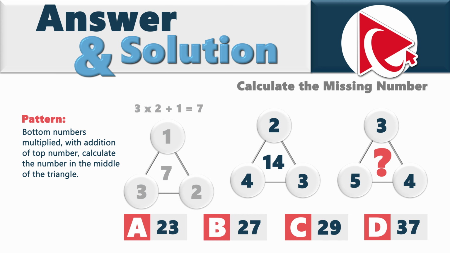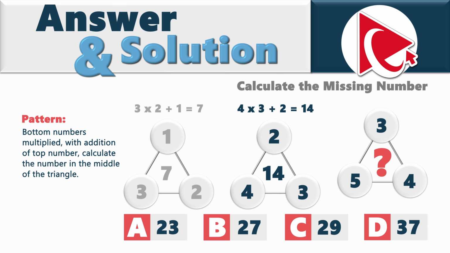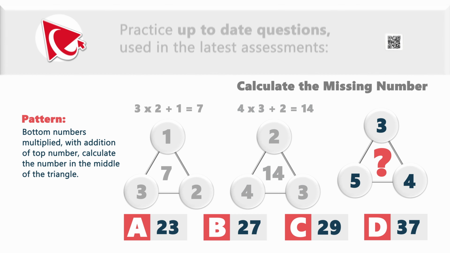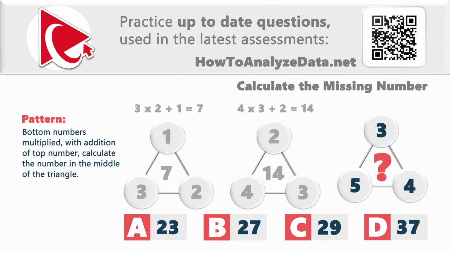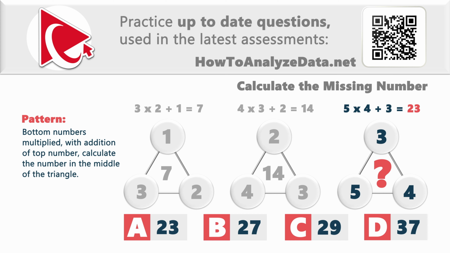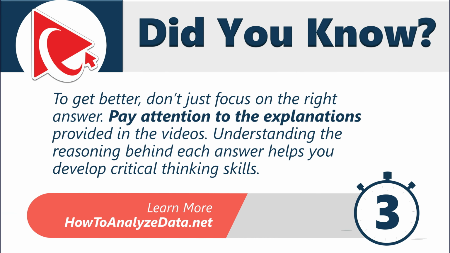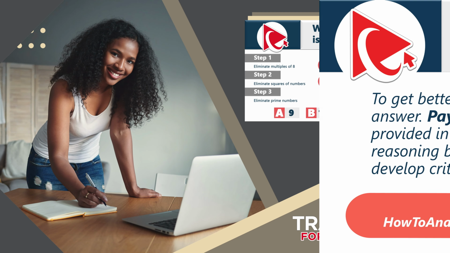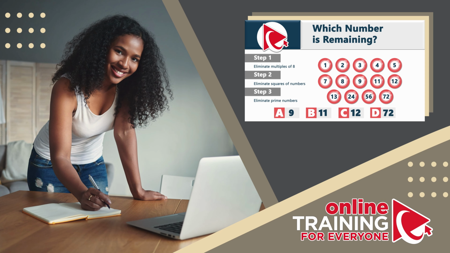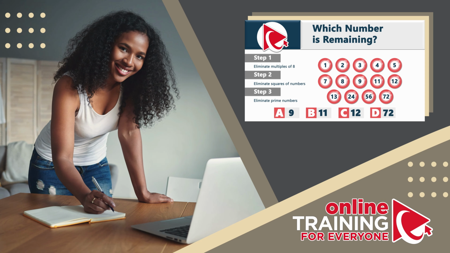Let's verify this pattern with the middle triangle. 4 multiplied by 3 plus 2 equals 14. And now we can calculate the missing number. 5 multiplied by 4 plus 3 equals 23. So the correct answer here is choice A, 23. I can almost guarantee that when you solve this question on your own or come close to the answer by trying, you will significantly improve your cognitive skills.